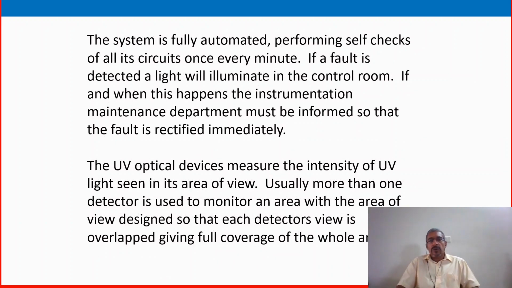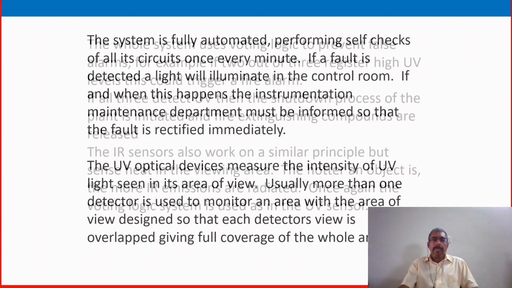The system is fully automated, performing self-checks for all its circuits once every minute. If a fault is detected, a light will illuminate in the control room. When this happens, the instrumentation maintenance department must be informed so that the fault is rectified immediately. The UV detectors measure the intensity of UV light seen in their area of view. Usually more than one detector is used to monitor an area, with the areas of view designed so that the detector views overlap, giving full coverage of the whole area.